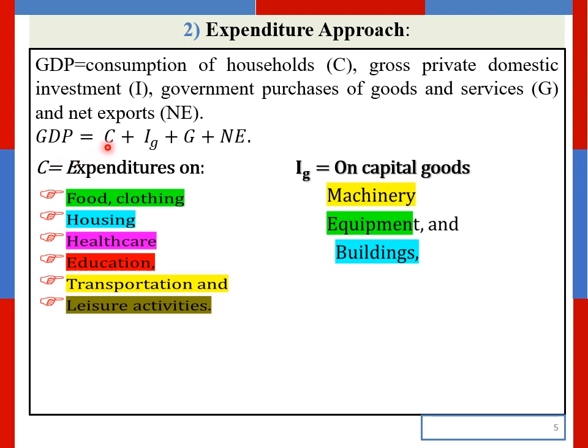What do we mean by the C or consumption? Consumption that an individual consumer or an individual business or individual firms can make expenditure maybe on the food, on the clothes, on housing, health care, on education, on transportation or leisure activities. This is some expenditure that's made by individual households or individual firms. Again, the gross investment, it may be an individual firm or individual business may invest on machinery, equipment, again on the buildings.